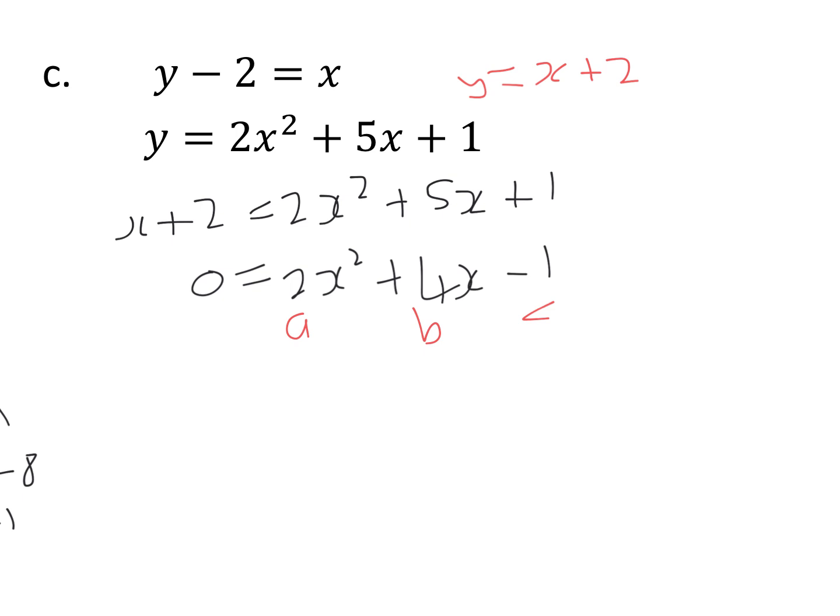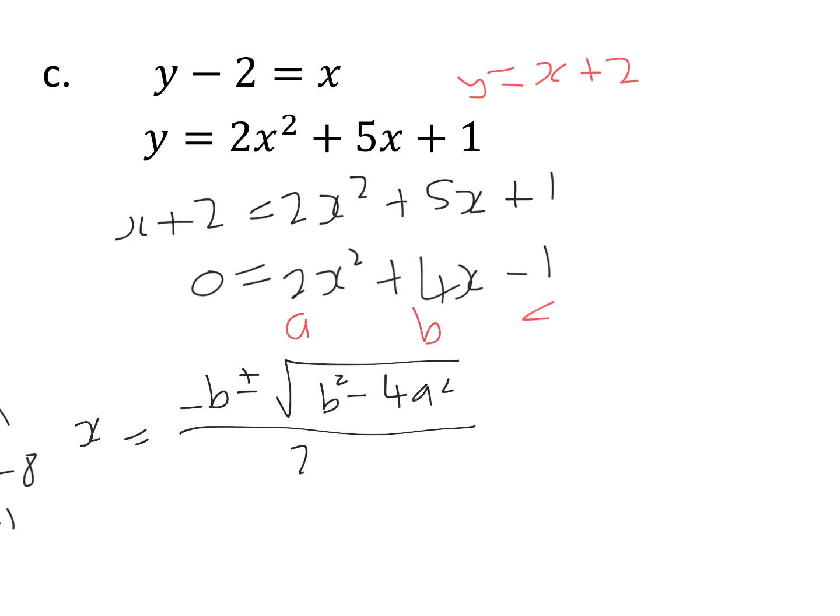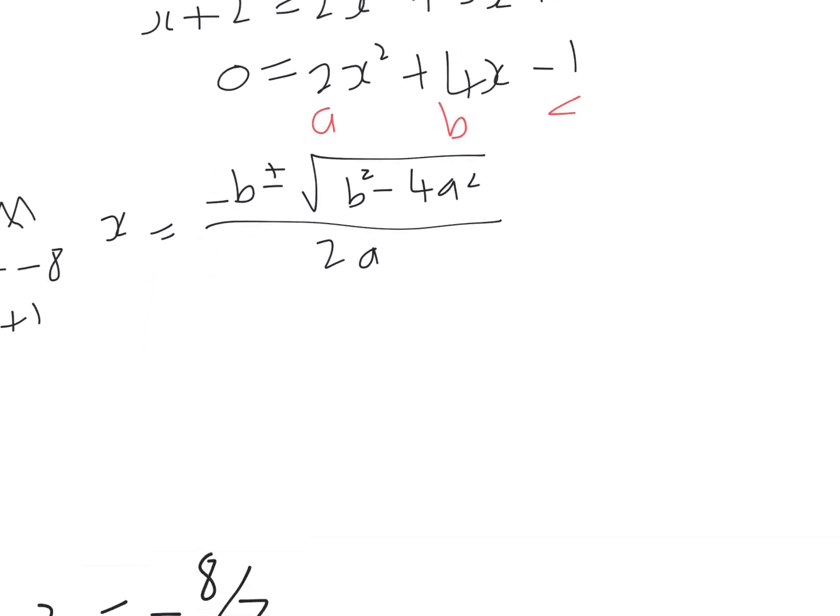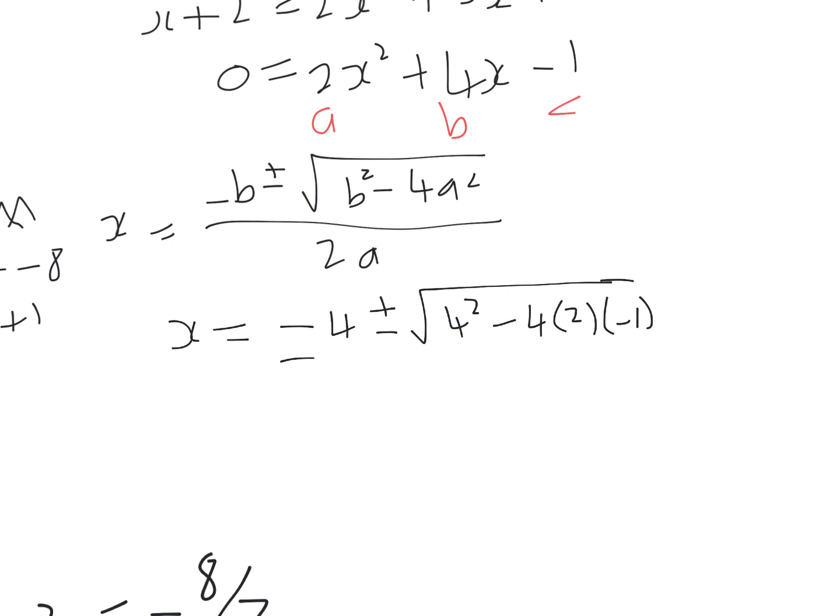Maybe I'll just write out very quickly for you that x is minus b plus or minus the square root of b squared minus 4ac, all divided by 2a. That gets you no marks, but it would be useful to have it there for us to work with. So that's -4 plus or minus the square root of 4 squared minus 4 times 2 times -1, all divided by 2 times 2.